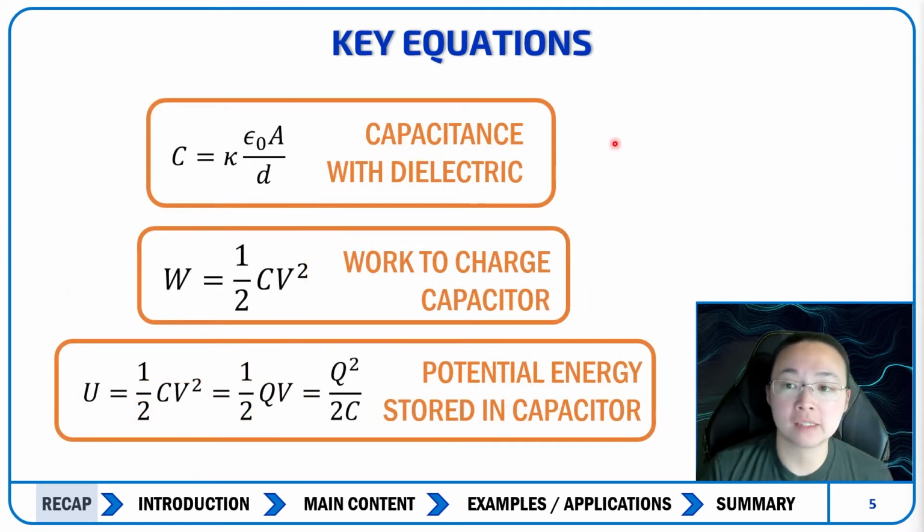Next, you have capacitance with dielectrics. And with the dielectric, you have the dielectric constant kappa that's introduced because it is just a factor of the original capacitance. You have the work to charge a capacitor defined as 1/2 of CV squared. And because of this, you can also define work as the potential energy that's stored within the capacitor. And you have the same equation, but when you introduce C equals Q over V, you can rearrange this into various different formats.